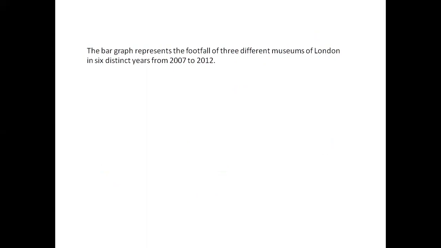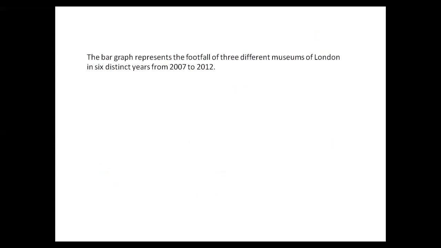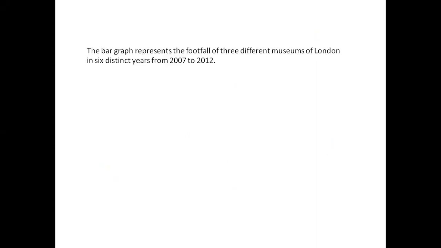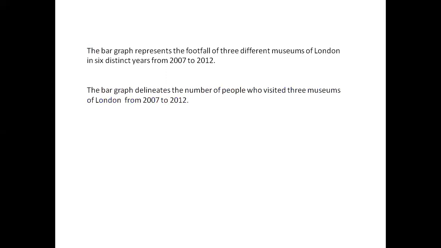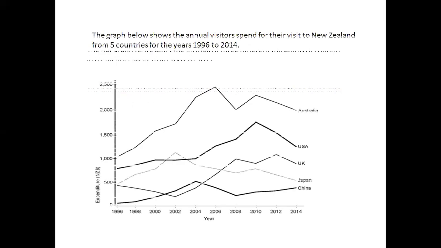Numbers here, in this specific case, the number of visitors, can be replaced with footfall. So we can write: the bar graph represents the footfall of three different London museums in 6 distinct years from 2007 to 2012. We can also write: the bar graph delineates the number of people who visited three museums of London from 2007 to 2012. Pretty simple.